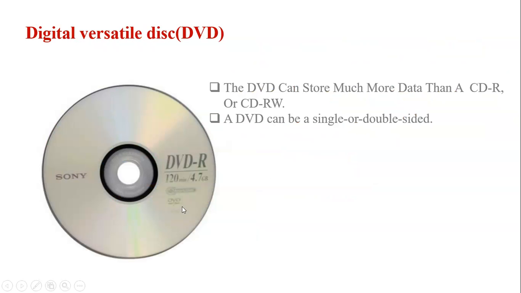That is DVD. What does it mean? What is the full form of DVD? DVD means digital versatile disc. DVD means what? Digital versatile disc. Now what is the function of this DVD? DVD also looks like a CD, right? It also looks like a CD.